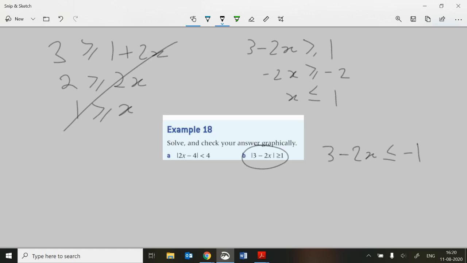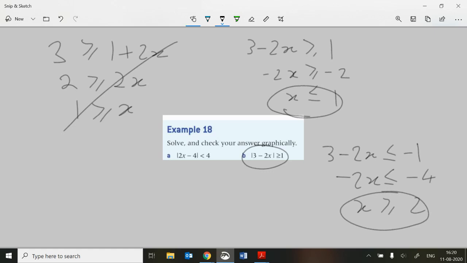So likewise with this one here, we can take the 3 to the other side, getting a minus 4, and then dividing by minus 2 gives us 2 there, and then we'll need to change the sign around. So we're getting two solutions there. We're getting x is less than or equal to 1, and we're getting x is greater than or equal to 2.